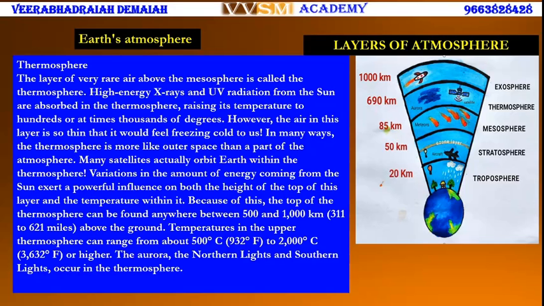Many satellites actually orbit Earth within the thermosphere. Variations in the amount of energy coming from the sun exert a powerful influence on both the height of the top of this layer and the temperature within it. Because of this, the top of the thermosphere can be found anywhere between 500 to 1000 kilometers above the ground. The temperatures in the upper thermosphere can range from about 500 degrees Celsius to 2000 degrees Celsius or even higher. The aurora, the northern lights and southern lights, occur in the thermosphere.